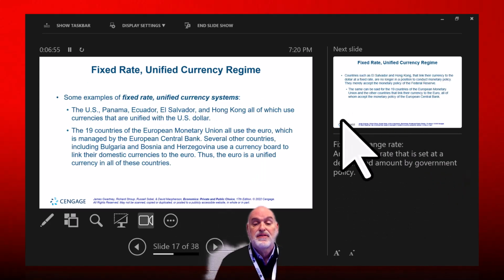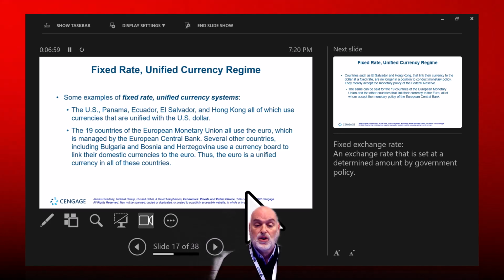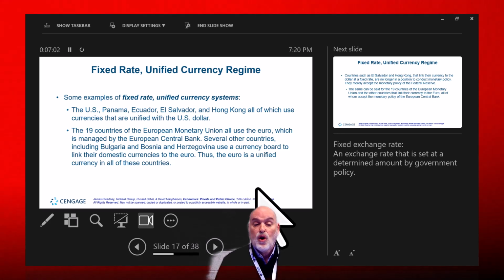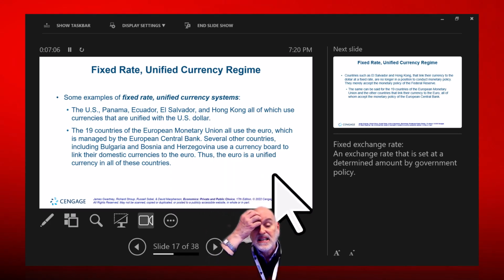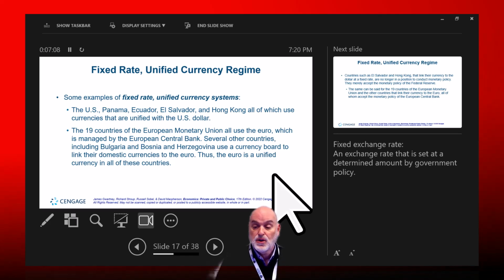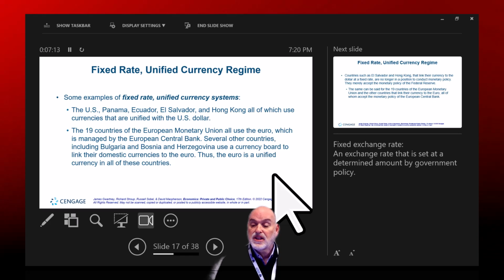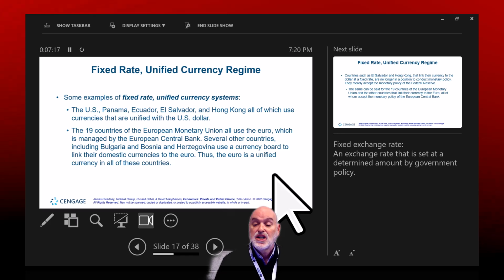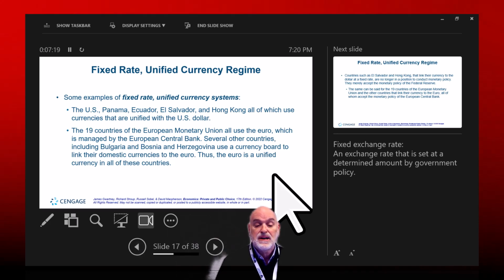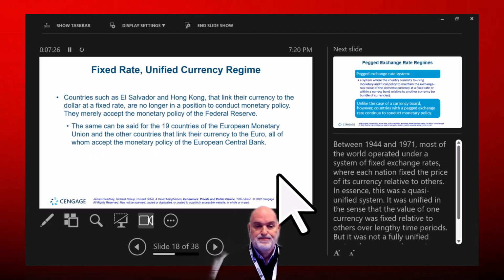Some examples of fixed rate unified currency systems: the United States, Panama, Ecuador, El Salvador, and Hong Kong, all of which use currencies that are unified with the US dollar. The 19 countries of the European Monetary Union all use the euro, which is managed by the European Central Bank. Several other countries, including Bulgaria and Bosnia and Herzegovina, use a currency board to link their domestic currencies to the euro. Thus, the euro is a unified currency in all of these countries.